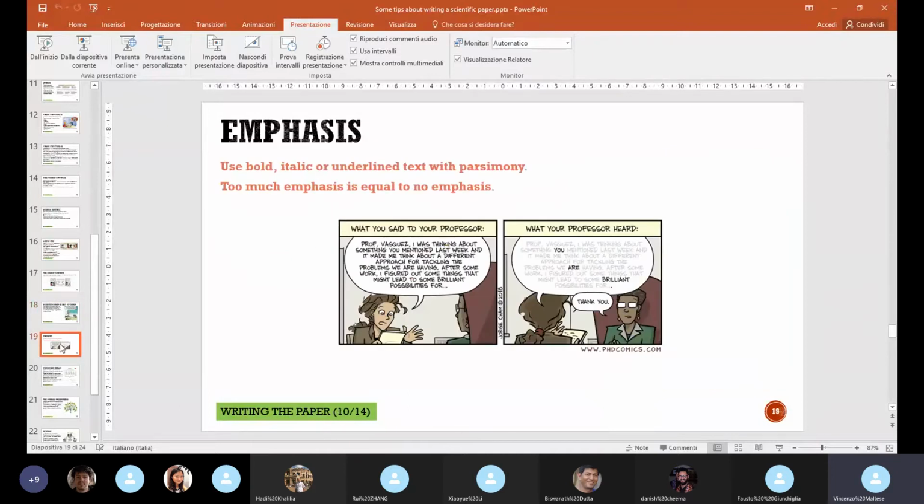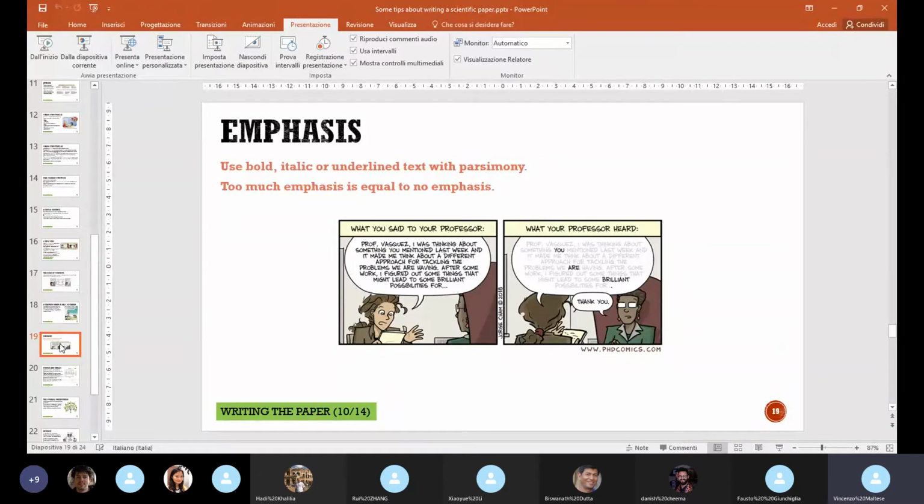Emphasis. You may provide more emphasis to some of the words in your paper. You can use bold, italic, underline text, even indenting, so providing itemized lists, are ways to provide emphasis to some part of your paper. Of course, if you use it too much, it's like not using it.